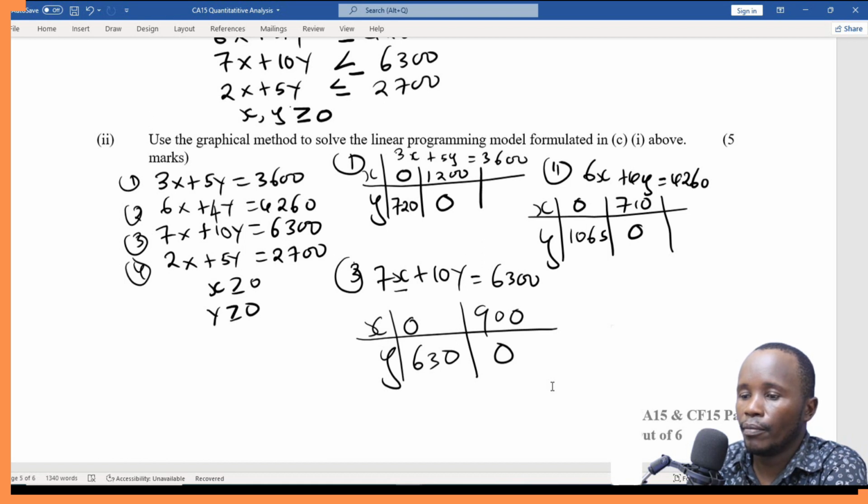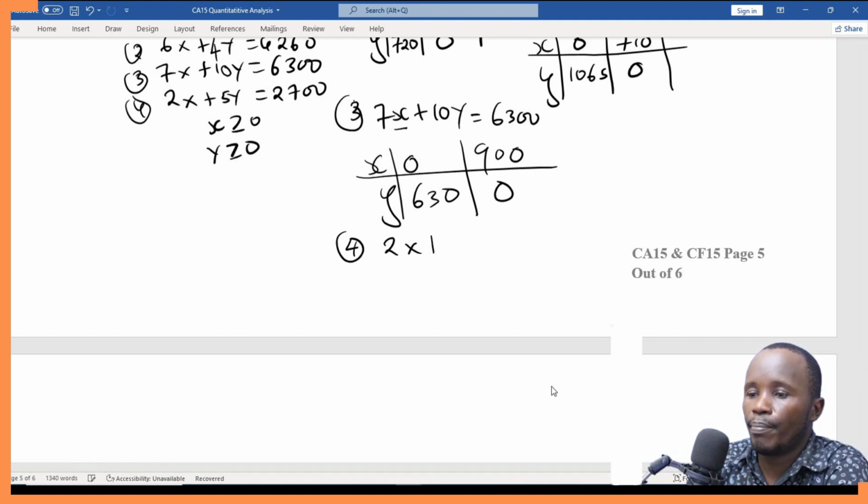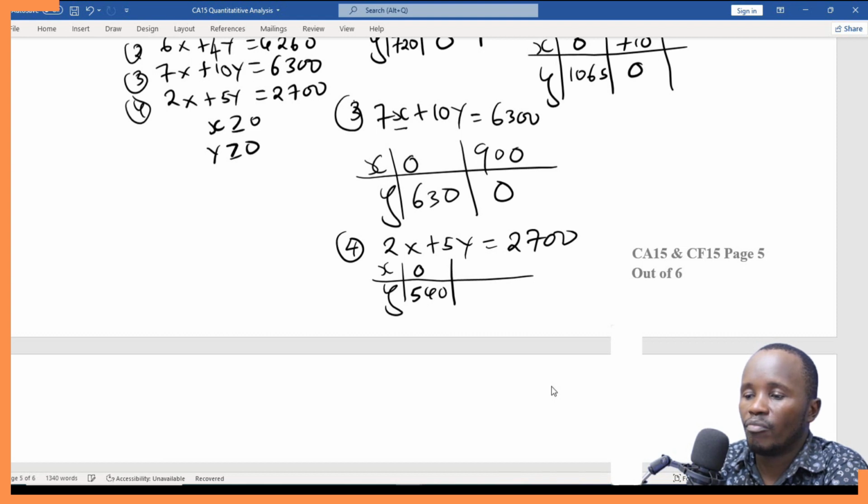And finally, number 4. We shall have 2x plus 5y is equals 2,700. Now, create a table for x and y intercept. When x is 0, y is 2,700 divided by 5. Gives you 540. Yeah. When y is 0, x is 1350.